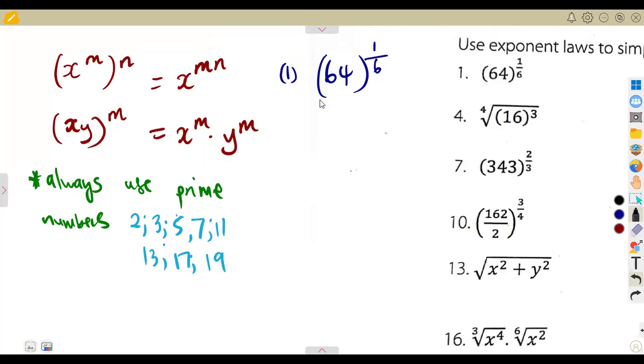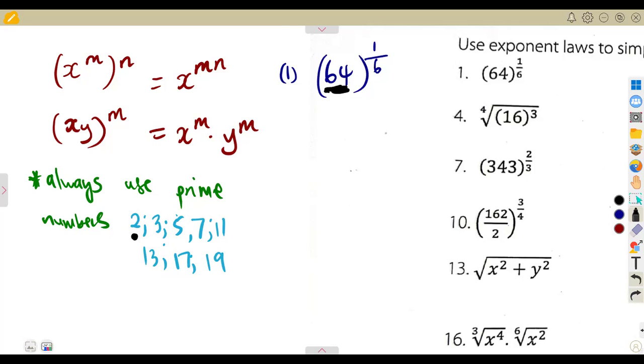So this is what you're going to do. You have to write this 64 as a prime number. 64 is not a prime number. So we are going to write this 64 using a base which is 2, or 3, or 5, or 7, or 11, as long as it is a prime number. Looking into these numbers, we can see there is a relationship between the 64 and the 2. So it is 2 to the exponent of what, which is going to give us a 64.